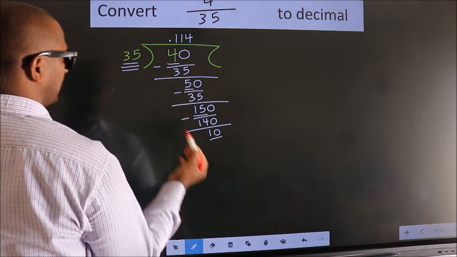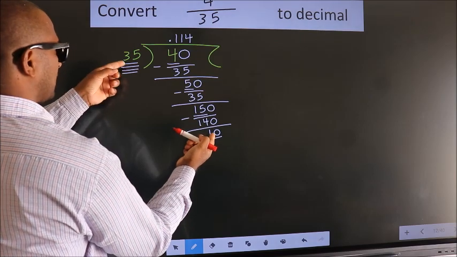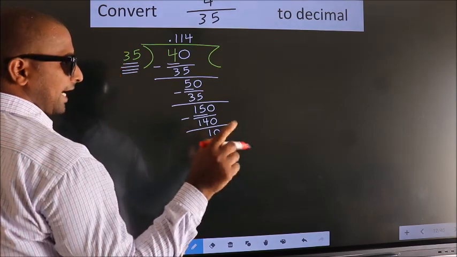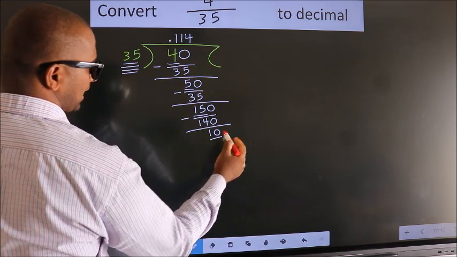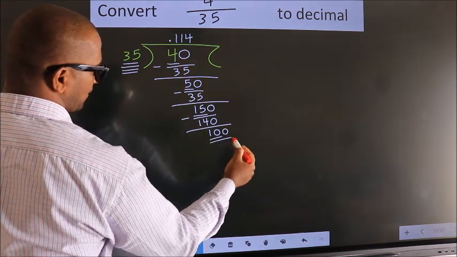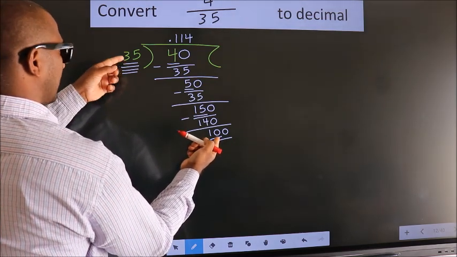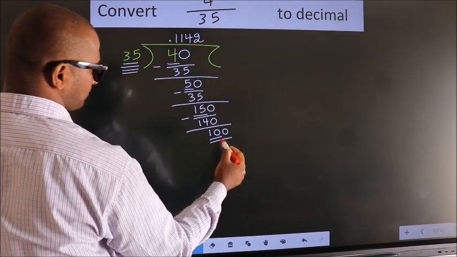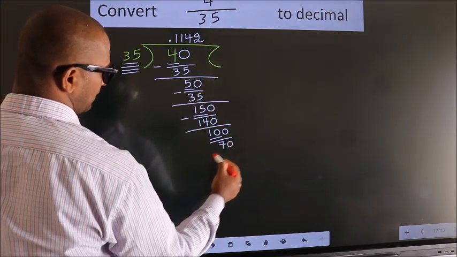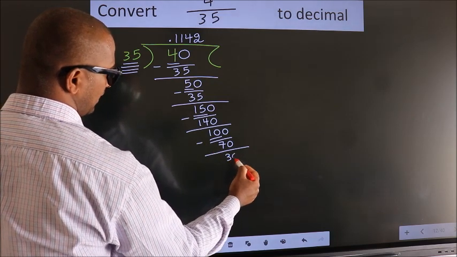Here we have 10, here 35. 10 smaller than 35, and we already have the decimal, so we can directly take 0. So 100. A number close to 100 in 35 table is 35 twos 70. Now we subtract, we get 30.